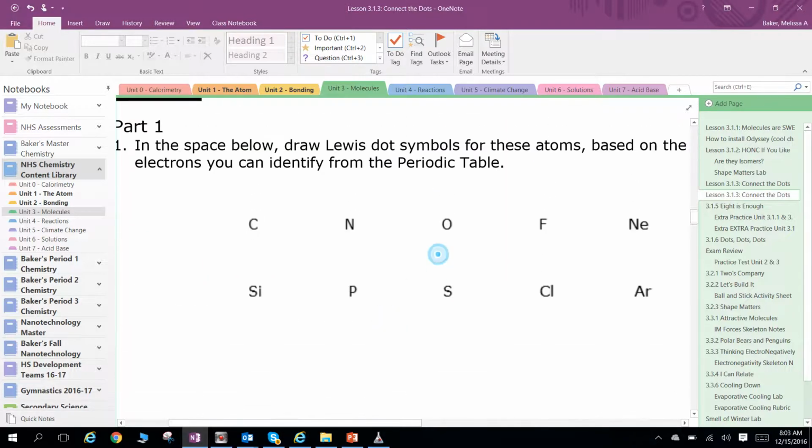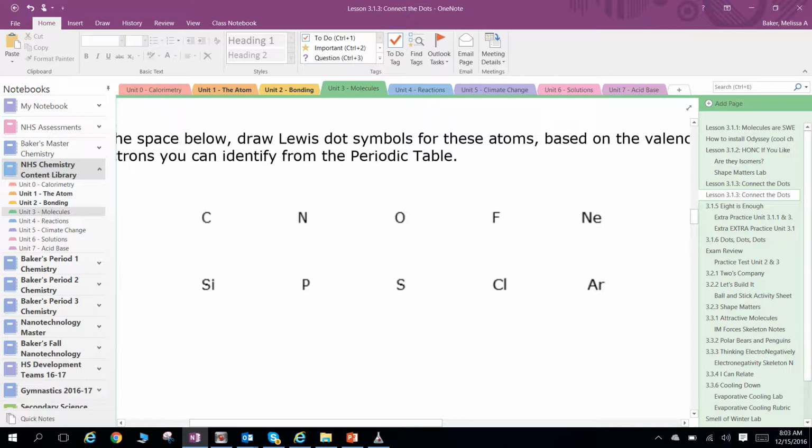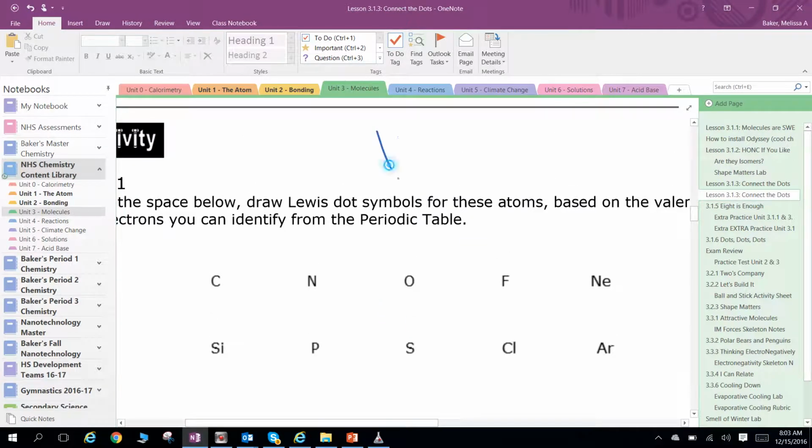So let's go back to drawing them. There's a special way to draw them. Let's say you have element X. Imagine that there are 4 sides and that you have to go in the clockwise direction, like north, east, south, west. The dots, the valence electrons, want to spread out before they start pairing up.